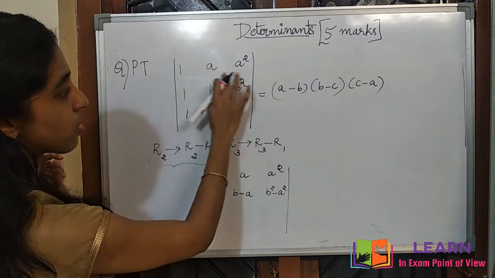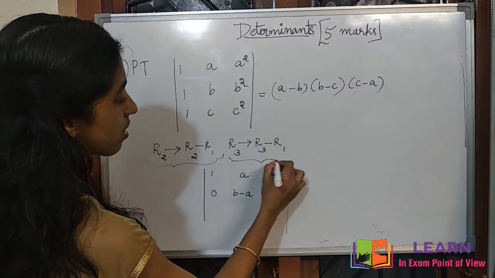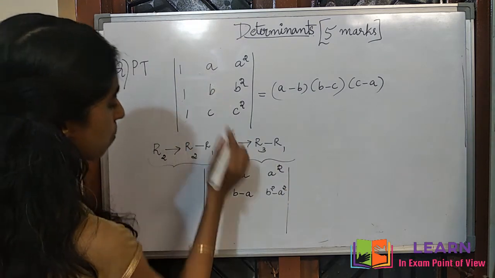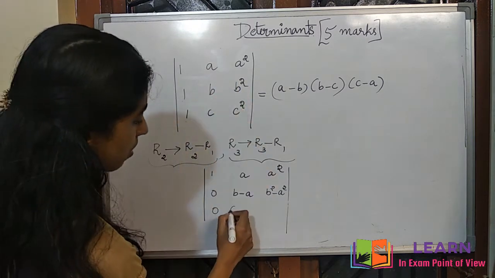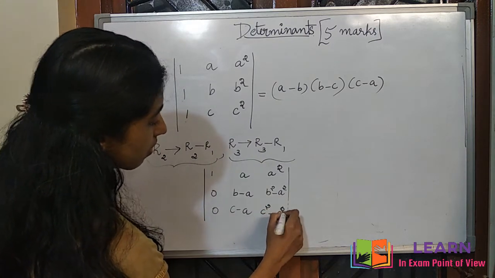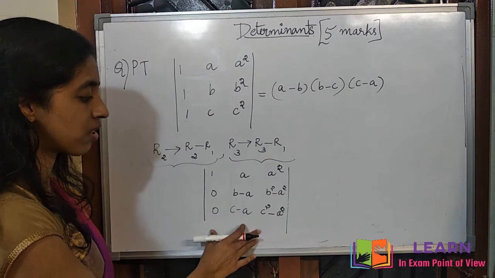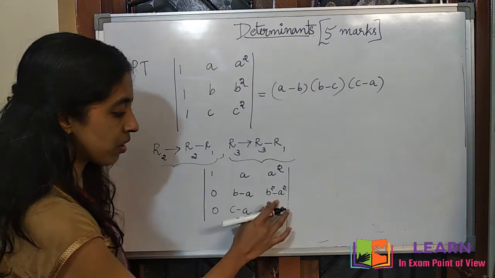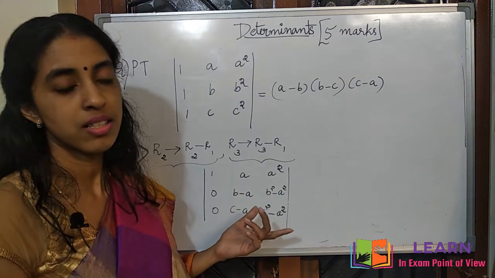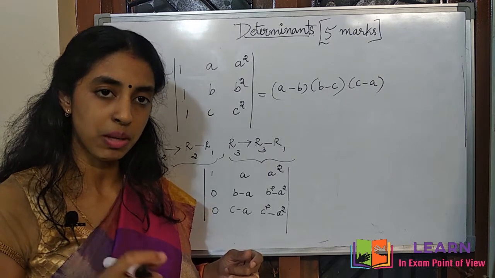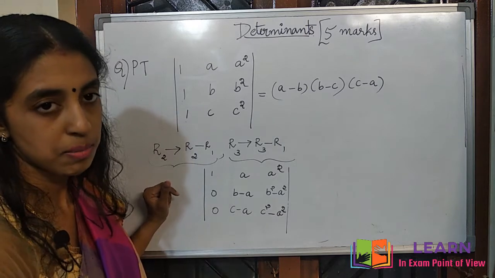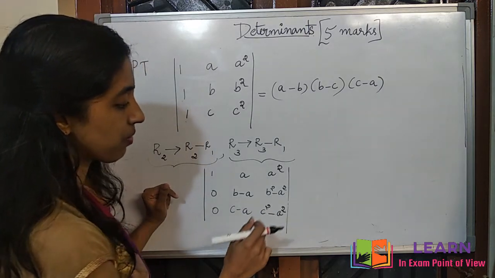Just we followed this instruction, R2 minus R1. This is R2, this is R1. Similarly, the next instruction, that is R3 minus R1. So 1 minus 1 we have 0, c minus a, then c square minus a square. Okay, now we got this determinant after performing. So here we can expand it, correct? B square minus a square is equal to b minus a into b plus a. Here c square minus a square is again c minus a into c plus a. So expand it here. That is the next step.